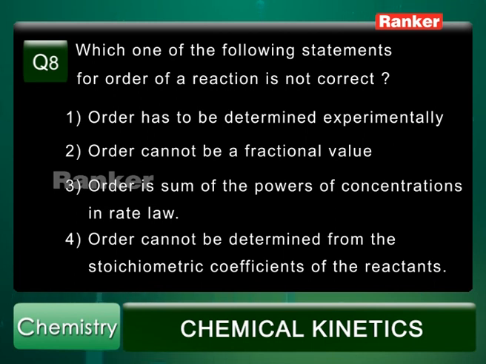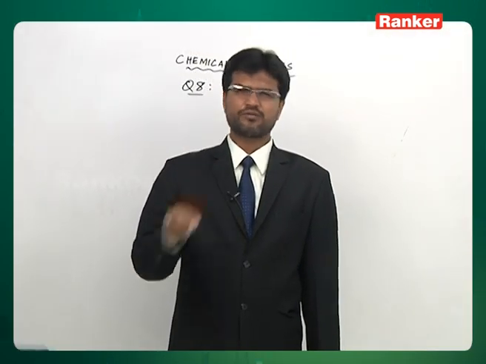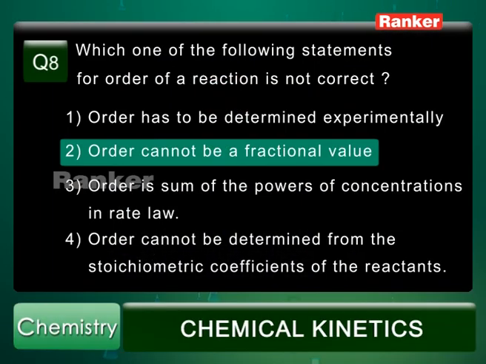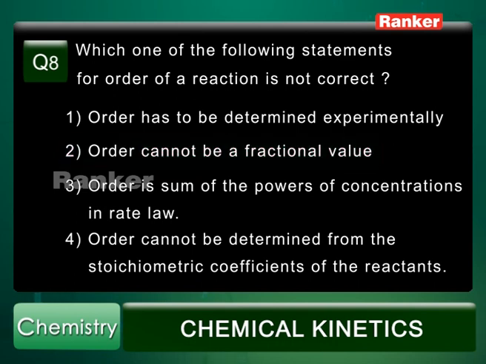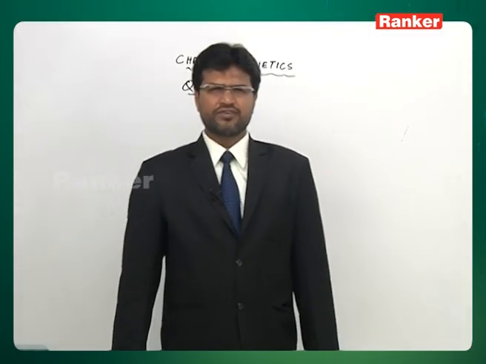See, by looking at the stoichiometric coefficients of any reaction, you cannot say this is the order of the reaction. So, it is impossible to make a prediction about order of reaction. You can only experimentally determine it. So, the correct answer is second option, order cannot be fractional. This is an incorrect statement. Order can be fractional value. Answer is second option.